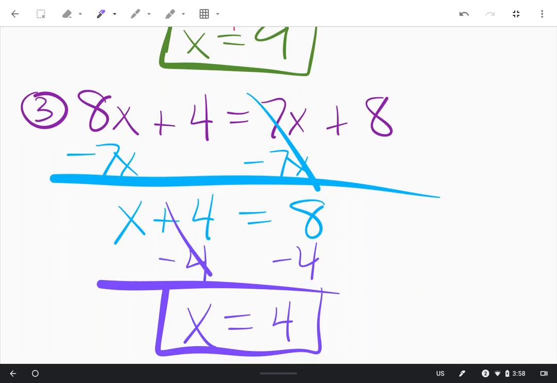So again, the first 3 there, pretty straightforward. Not a lot of stuff that's too weird. Just move the x across and then solve. All right, in the next problem, we have this one. Now we're going to introduce some fractions. x equals 16 minus 1/3 x.